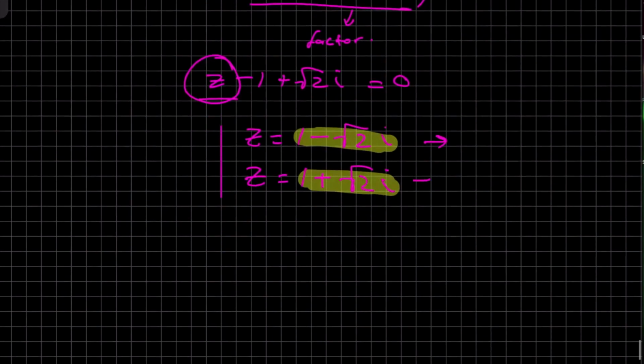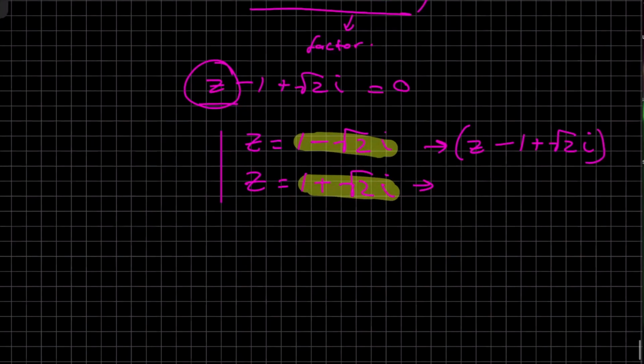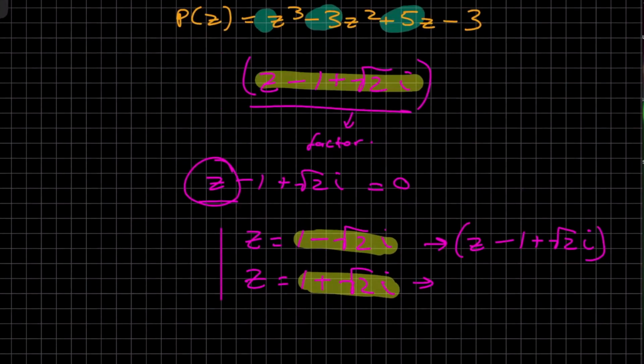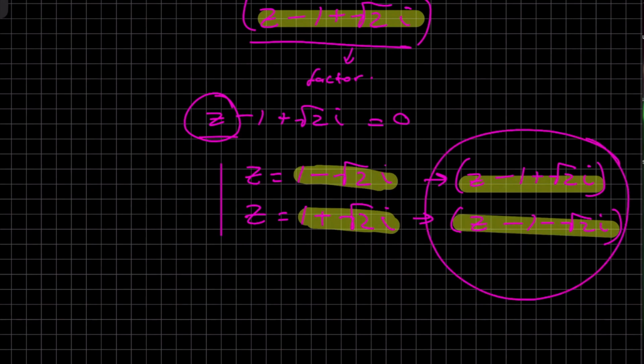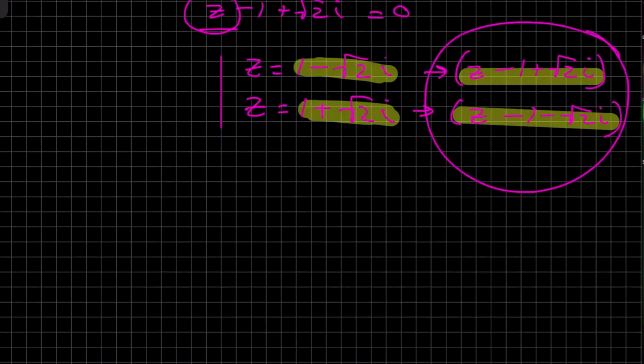Now, from this, we can derive two of our factors, again working backwards from our null factor law. So this one would give us z − 1 + √2i that we already had before. And the second one, again working backwards with the null factor law, we would get z − 1 − √2i as our factor. So to find the third linear factor of this equation, we first multiply these two factors together. So let's do that now. We get (z − 1 + √2i)(z − 1 − √2i).